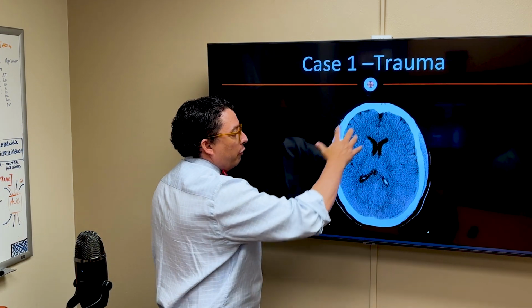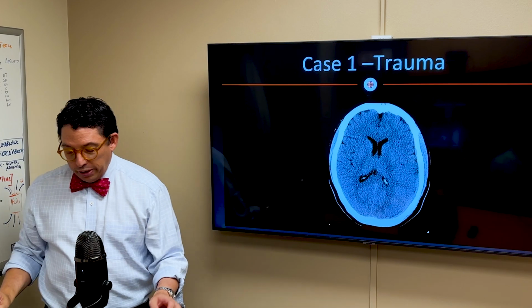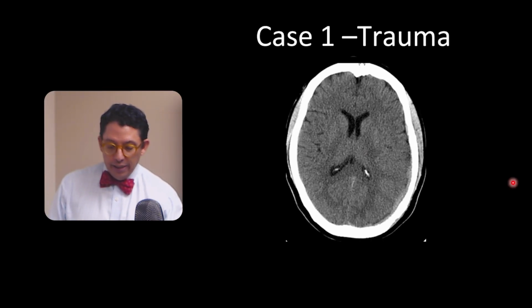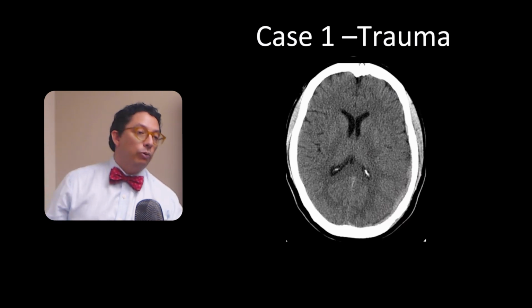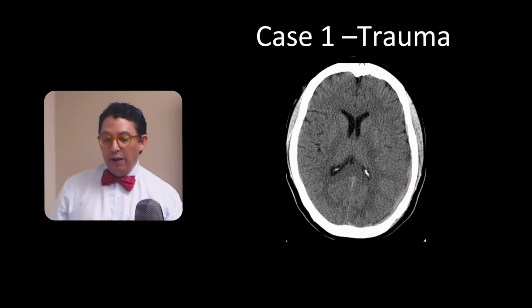If you're starting from the periphery to the middle, the first thing that maybe you can see is that as you look at the edge around the brain, there's this white rim. And that white rim is abnormal. We said that white was likely blood. So this is very likely blood. But we have to see where we are going to put this blood.